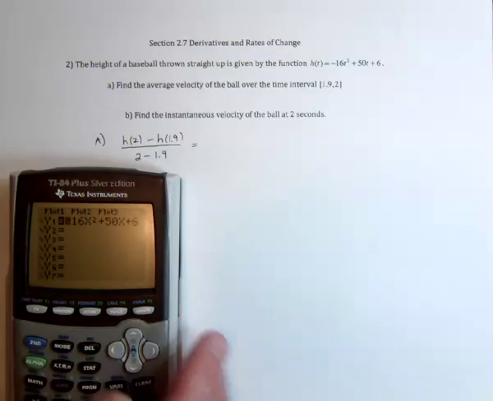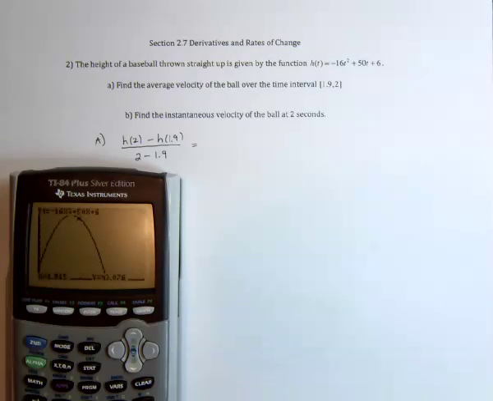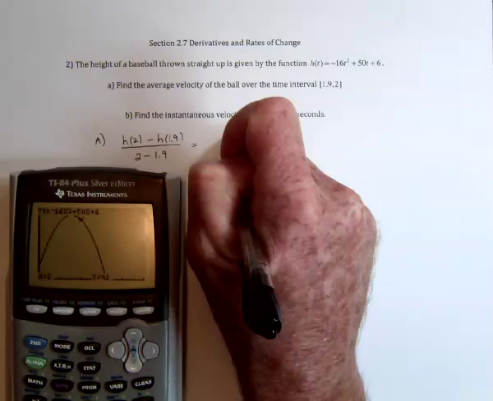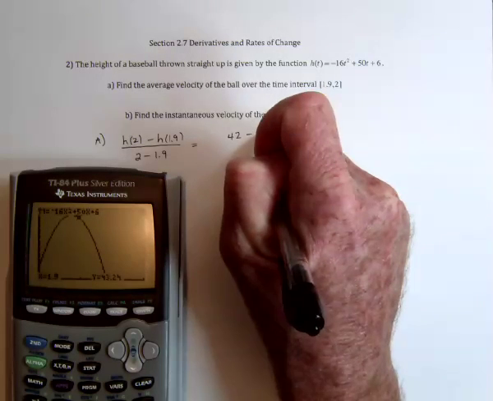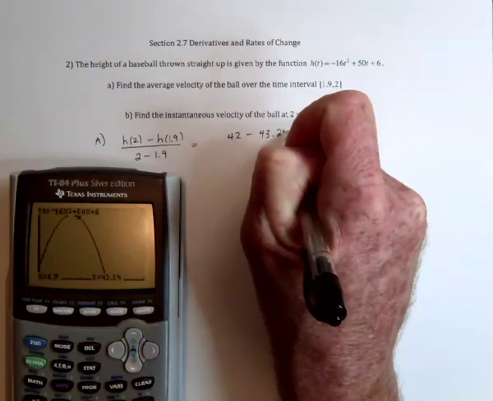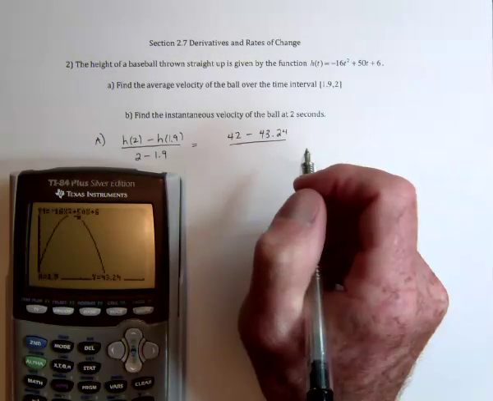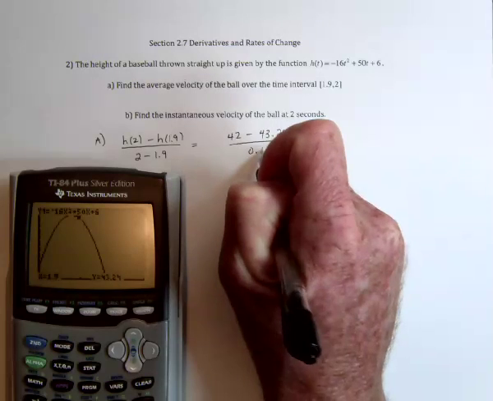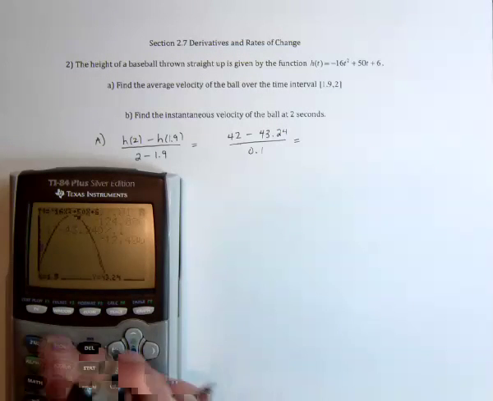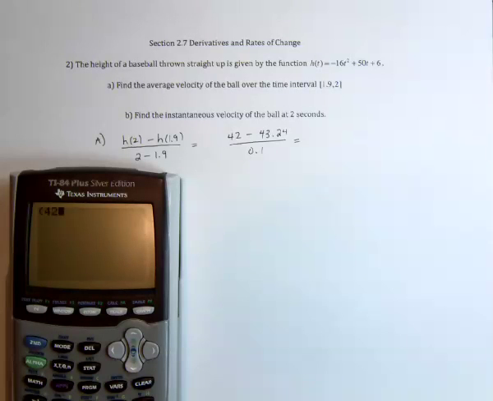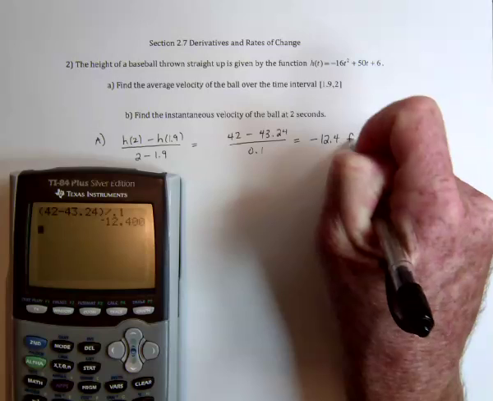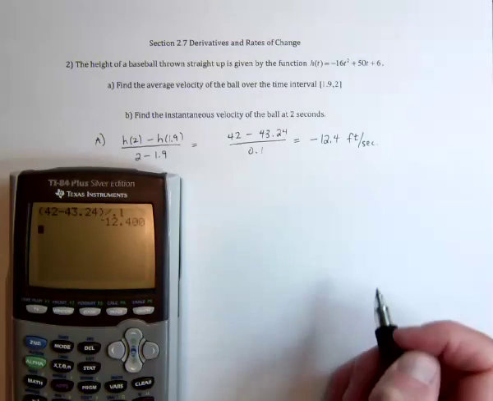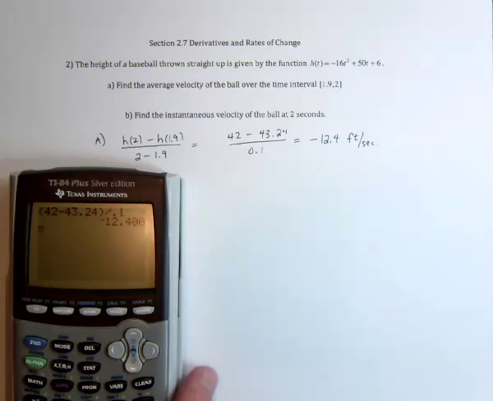So here's the function. If I go to the graph and substitute in a 2, it's going to say that it was at a height of 42 feet. Substitute a 1.9, and that's 43.24, so it's actually falling over that 0.1 seconds. And then if we subtract them, 42 minus 43.24 divided by 0.1, negative 12.4, and it would be in feet per second. So it's dropping at about 12.4 feet per second.